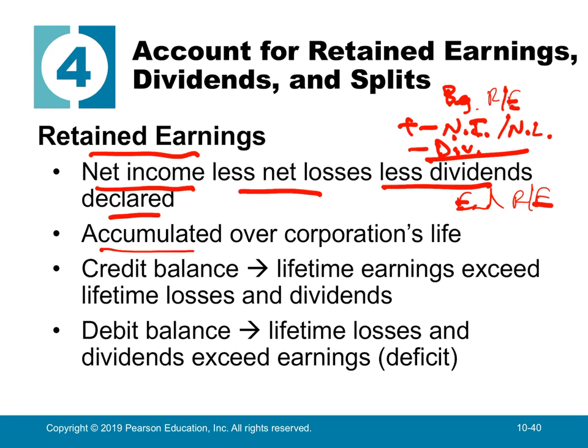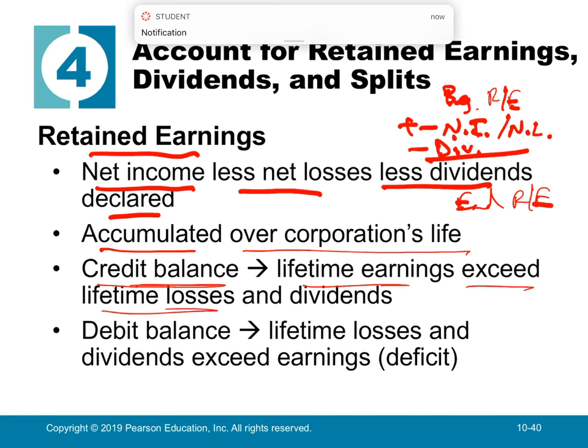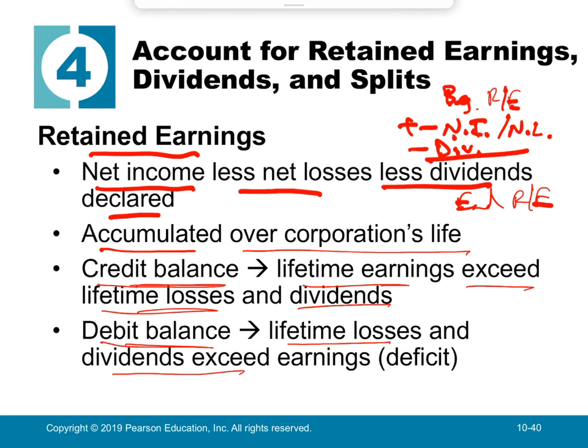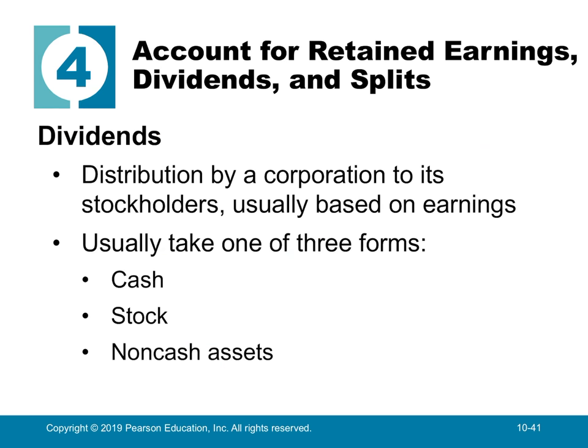So retained earnings get accumulated over the corporation's life. If we have a credit balance in retained earnings, that means the lifetime earnings exceeded lifetime losses and dividends paid out. If we have a debit balance in this account, then lifetime losses and dividends exceed the earnings. So we have a deficit, accumulated deficit. So you can see if you go into Tesla's 10K, you will see a deficit rather than retained earnings.